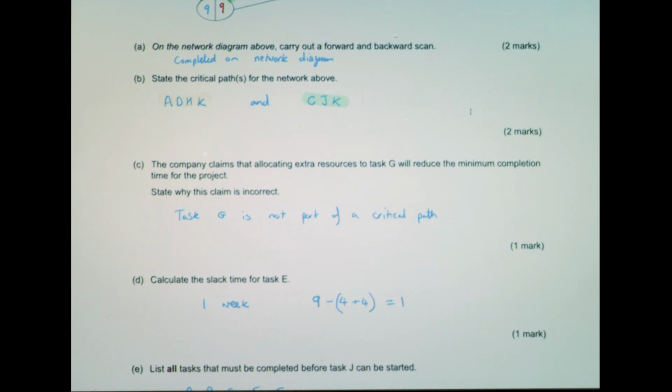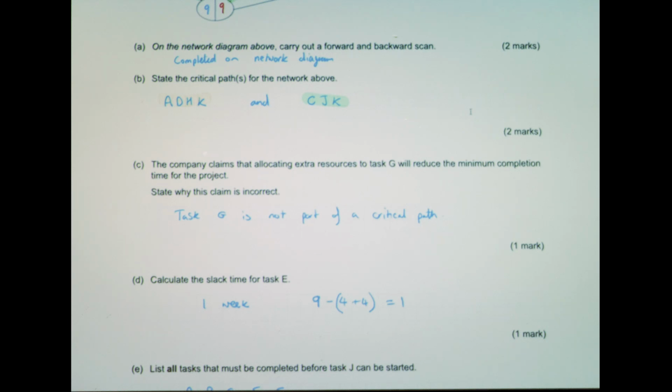Is it sufficient just to say that it's not on the critical path without explaining that it's not going to reduce it? Yep, it's not part of the critical path. That was fine. So if that was for 2 marks, then you would need an explanation, is that what you're saying? Yeah, if it was for more than one mark, absolutely, we'd be looking for it not being part of the critical path, and then an explanation as to why.